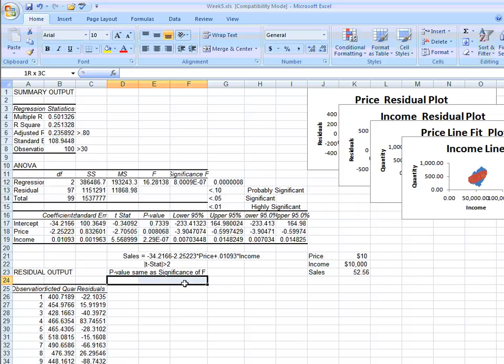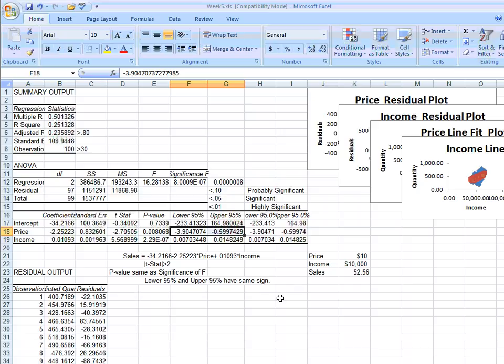Next, let's merge these cells. The lower 95% and upper 95% must have the same sign. They merge a couple more cells. If you look up here for the intercept, negative and positive. No. Look here for price, negative and negative.